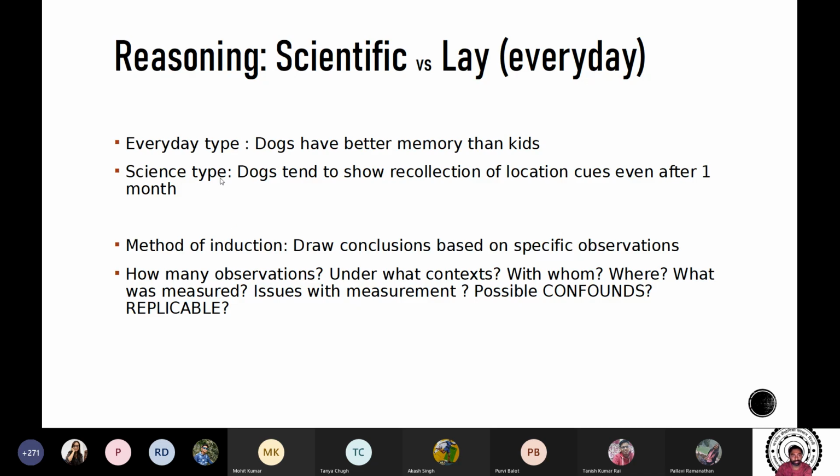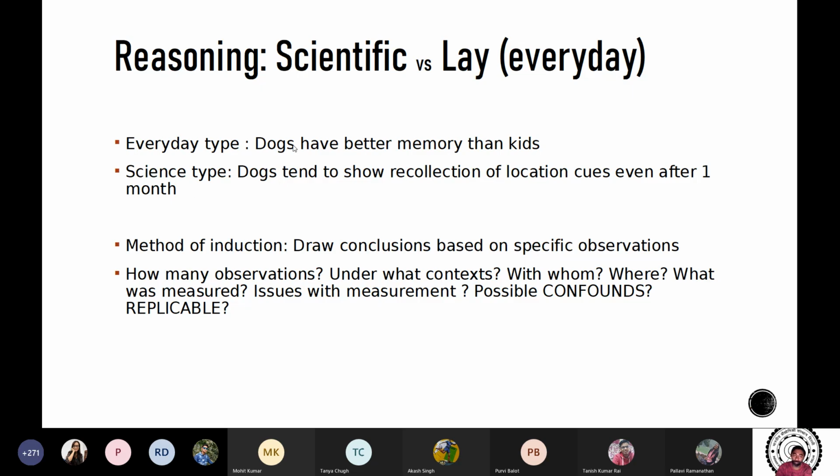But the scientific way of saying it should be something like this: dogs tend to show recollection of location cues even after 1 month. See the preciseness of this statement. They are saying what kind of memory, which is location cues. They are saying how it was measured, which is recollection. They are saying when, which is after 1 month. And now you can go and test kids and ask, do kids show recollection of location cues even after 1 month?